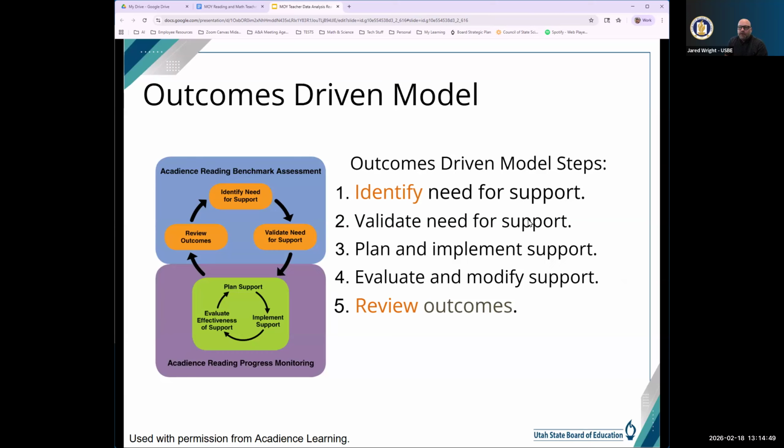And you hopefully have seen this model before, and you'll notice on the model it says Acadience reading. This is one that also applies to math, just the idea of the benchmark assessment and then progress monitoring, which then feeds back into the benchmark assessment cycle. And today we're focusing on 1 and 5 specifically, reviewing the outcomes and then identifying any needs that you might have going forward.